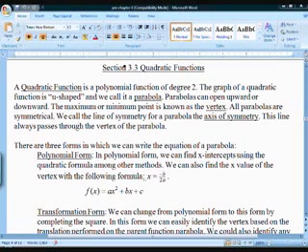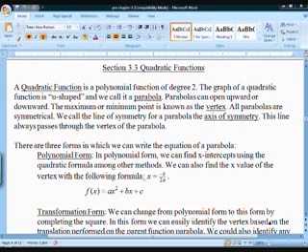Section 3.3, Quadratic Functions. A quadratic function is a polynomial of degree 2. We've been talking about polynomials in the past of degree 1. Those are linear, but with degree 2 now. The graph of a quadratic is a U-shape called a parabola.